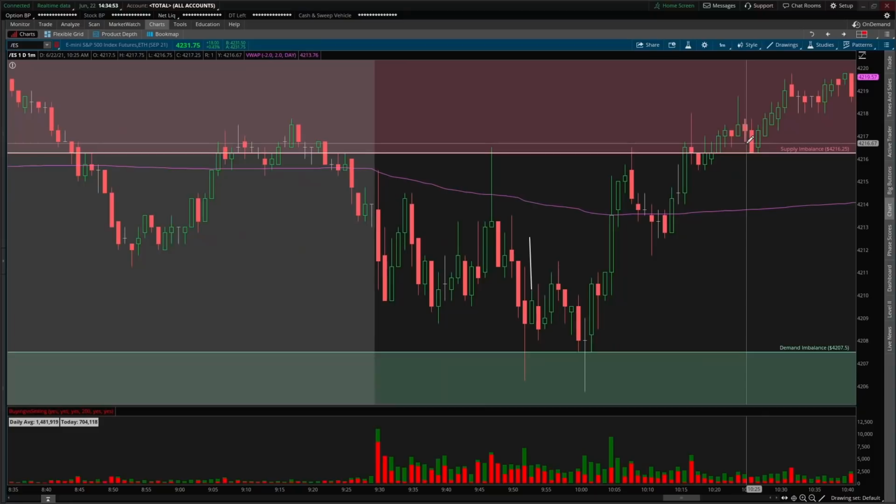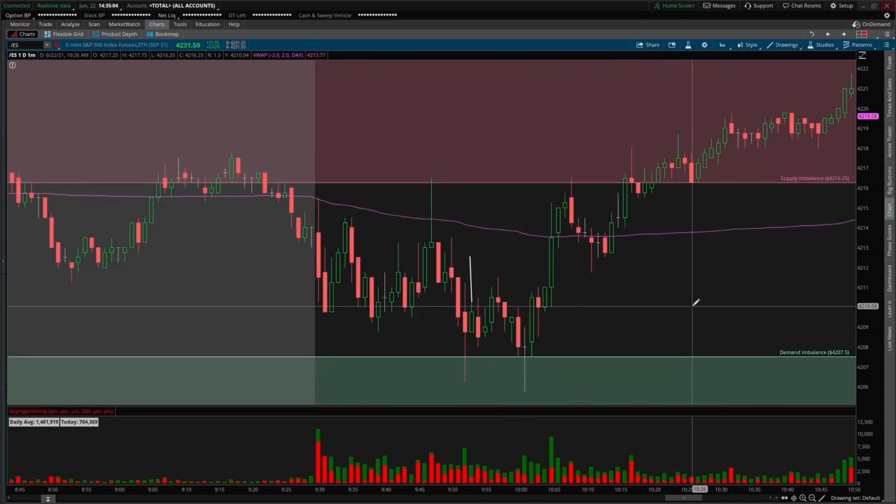So we came to the supply zone, and at 10:26, I exited my full position right here. I wasn't interested in holding for any chop because this thing was low volume. It wasn't moving too fast, and it was a good exit. I followed my plan. I entered where I needed to. I took profits where I wanted to. My execution was perfect. 10 out of 10.